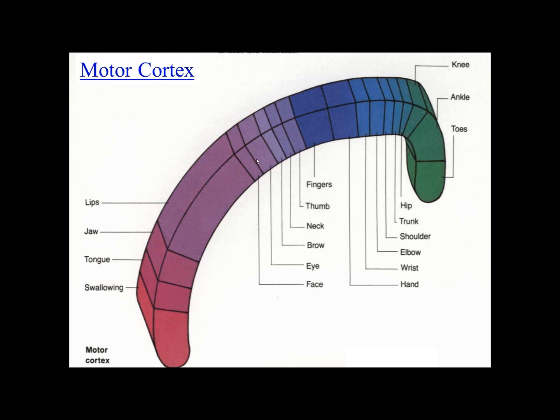And clearly the fingers and the thumb get a lot of real estate compared to the size of the area, of course. Whereas the trunk of the body really doesn't get a lot of motor control function because it doesn't require a lot of fine motor control. Whereas things like the ankle and the toes and the knees get a fair amount of brain real estate assigned to them because they're more important for walking, gait, and other kinds of functions.